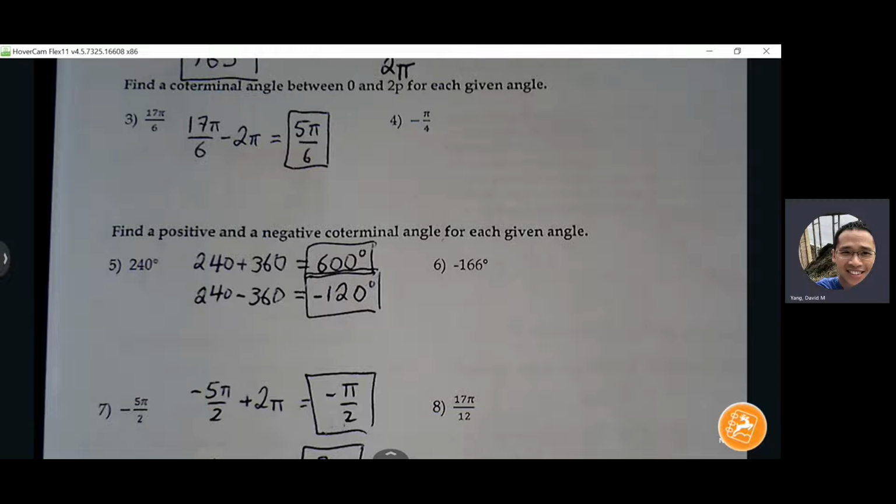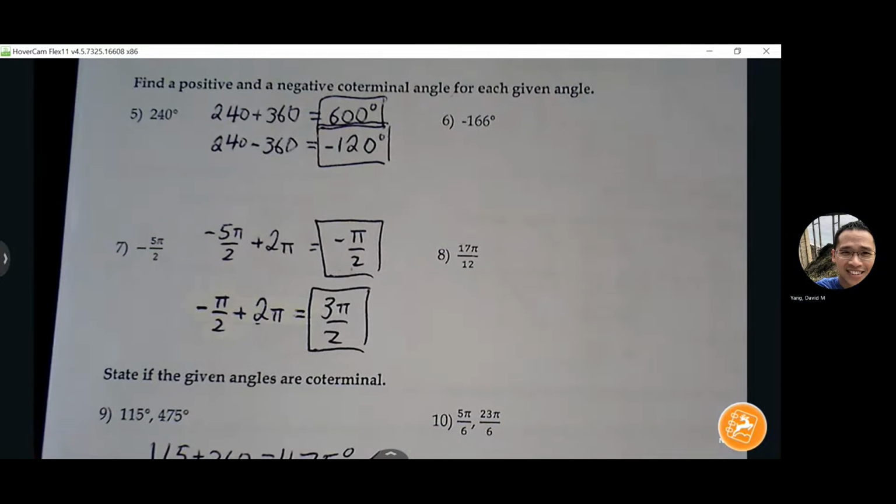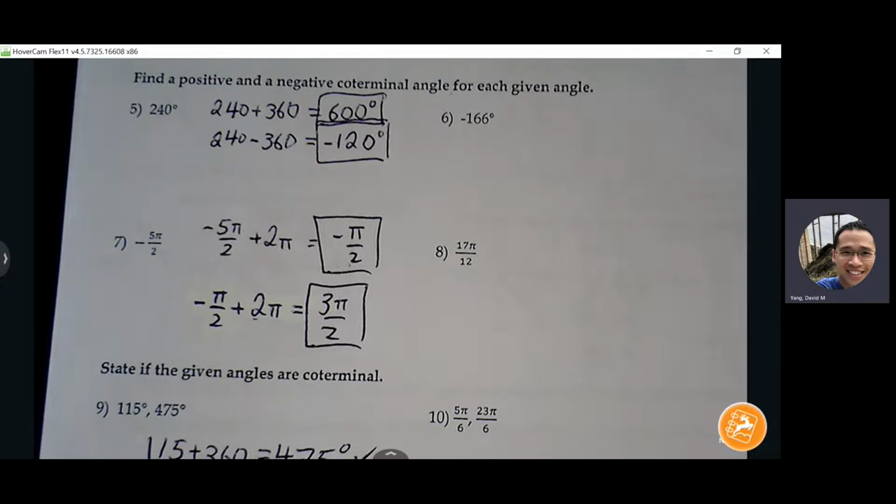Yeah, these are not the only answers. These are just the most convenient ones, the ones that are closest to the one that's given to you. Yeah, -9/2 is one that you can use for negative coterminal. And then 3/2, right? That's going to be the easiest one to find, by adding 2 pi twice.